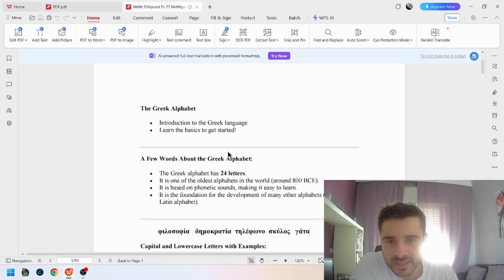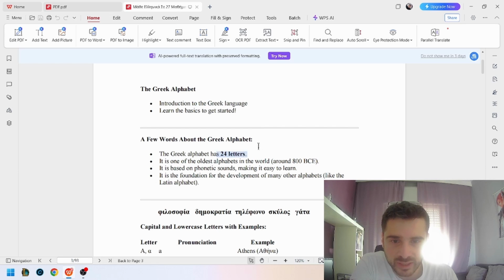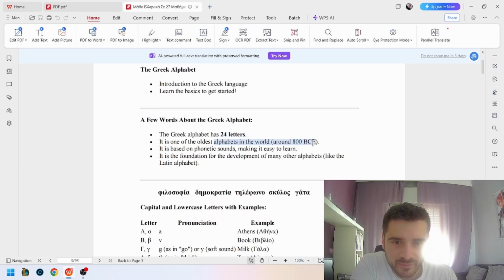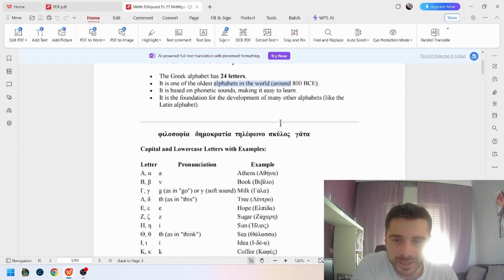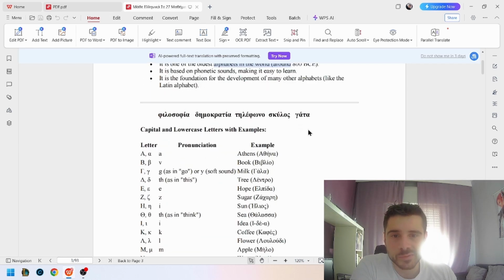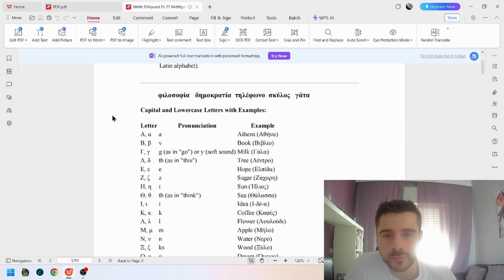So, some things about the Greek alphabet. It has 24 letters. It's one of the oldest alphabets in the world. It's based on phonetic sounds, which makes it easy to learn. You'll see it's not so difficult. Και αυτά means that's all. I will use it always.